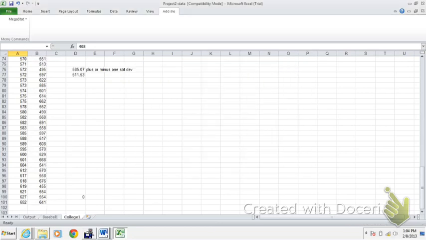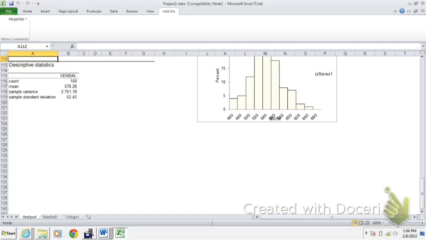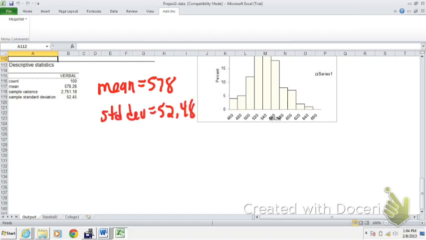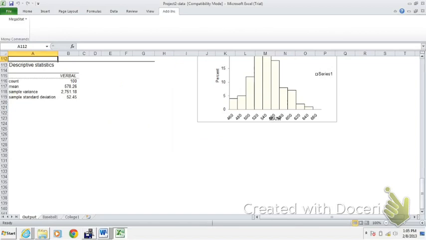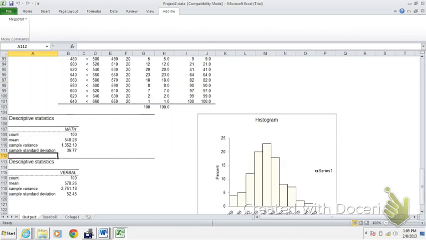Hit OK. And now, what do we see? We see, aha, the mean verbal score is a little bit more, right? 578, but it's got a standard dev of 52.48. So although the mean is higher, how about the measure of spread, meaning the dispersion? So let me page back and compare that for you. So the sample standard dev is smaller for the math scores than it is for the verbal. So mention that. Okay, I hope that helps, and good luck with Project 2.